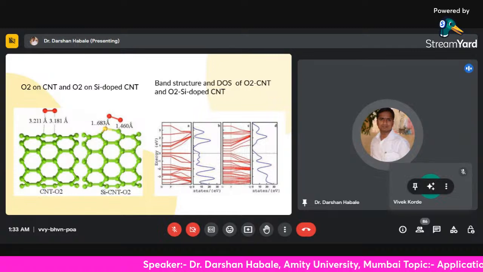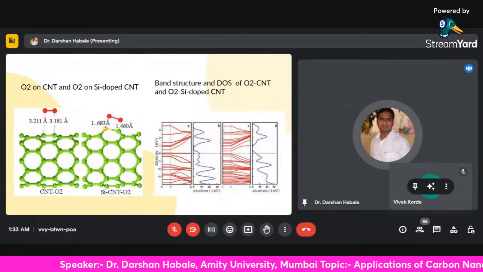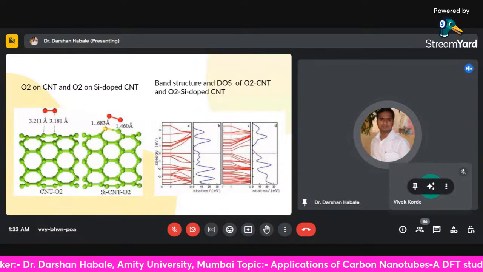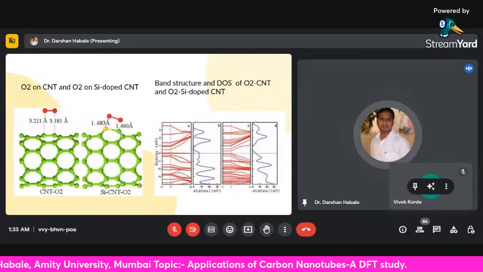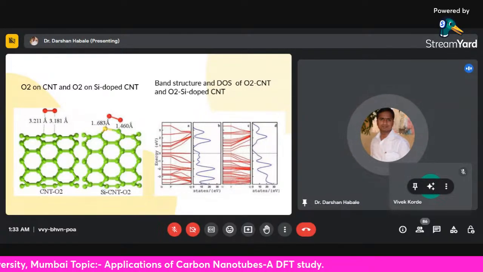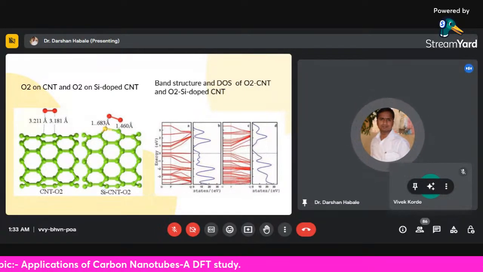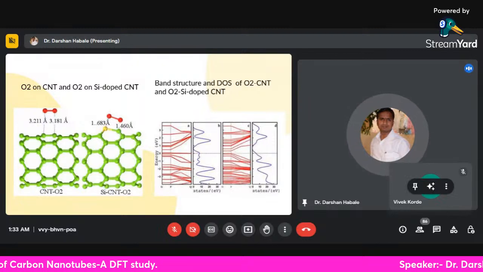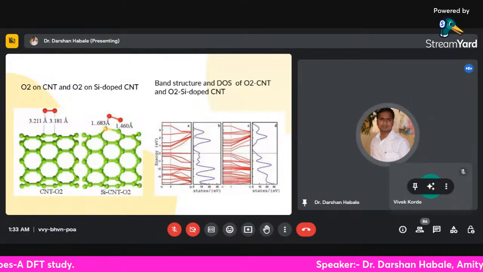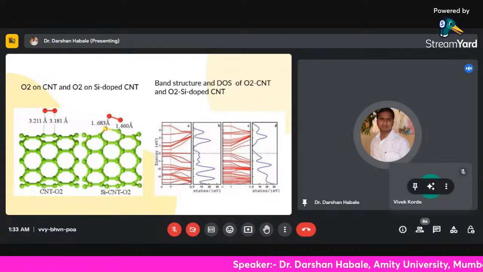So 1.68 angstrom is the bond length between silicon and this oxygen. It is bonded like this, and 1.460 angstrom is the bond length between the carbon atom and this other oxygen atom. So it gets easily attached to the silicon atom. So this material can be used to sense the oxygen molecule.